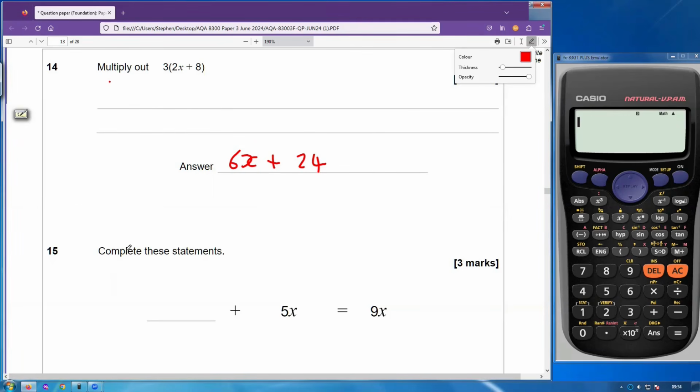Question 15, complete these statements. You end up with 9x. You've got 5x here. The x's aren't going to change. We've got 5 of them there, 9 of them there. We need an extra 4. 4x.